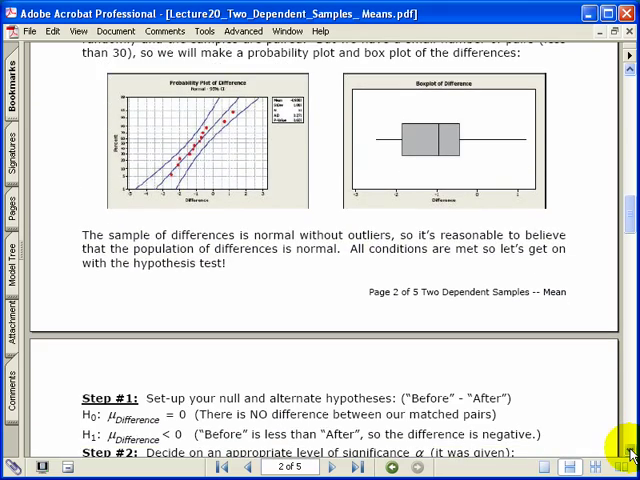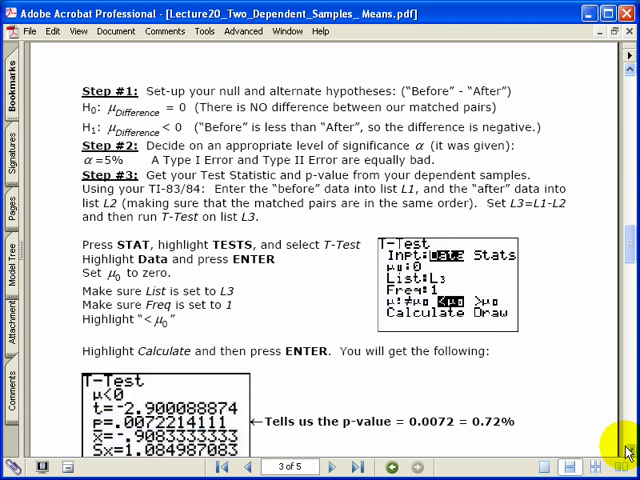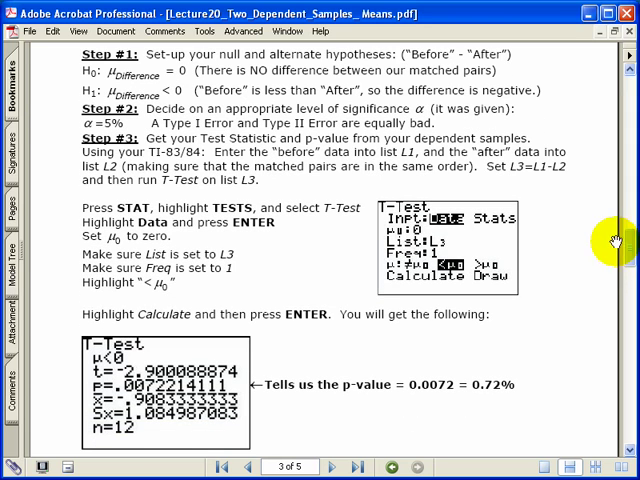So that means we can continue, because of the conditions that must be met. First, the first sample has to be a random sample, and everyone in the second sample has to be matched up with the first one, making these dependent samples. And then for these differences, either there's a large number of matched pairs, 30 or more, or the population of differences is normal. Well, we had a small sample size, so that's why we had to make that probability plot and box plot. Our conditions are met. So, setting up our hypotheses.